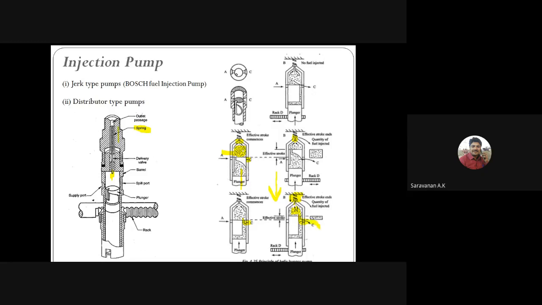So here we have three ports. One is the fuel supply port, and the pressurized fluid will be supplied through the injector, that is the outlet passage B port, and some low pressure fuel gets out to the fuel tank, that is spill out. That port is called the spill out port. This type of injection pump is called the jerk type injection pump, or a Bosch fuel injection pump.